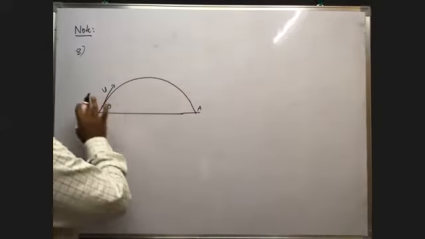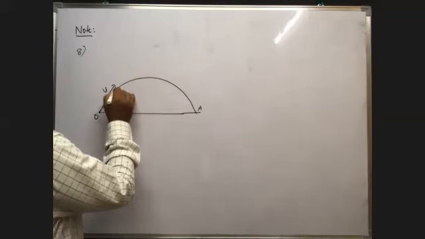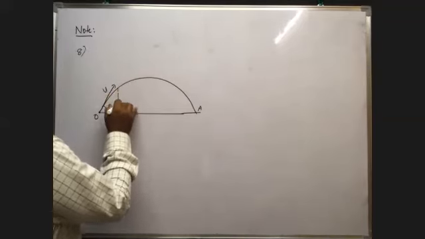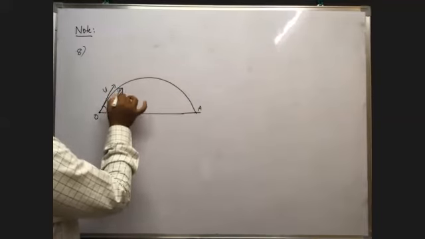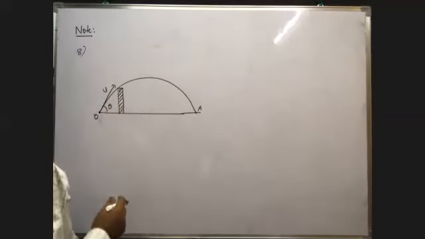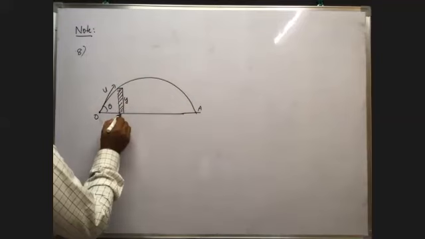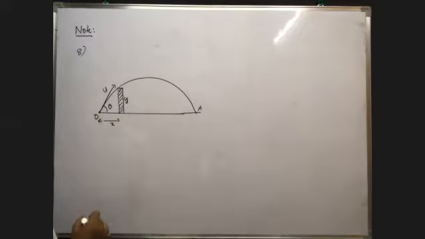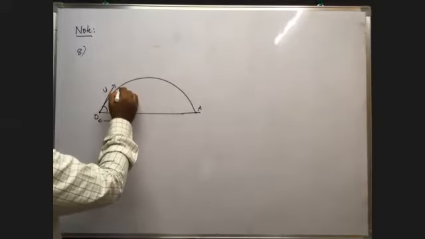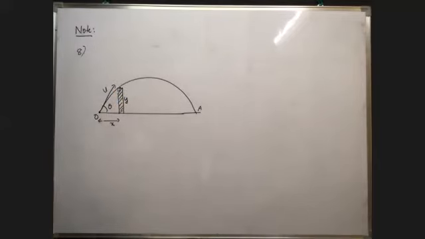Suppose here in the path of this oblique projectile, there is a wall. The height of the wall is y, and the horizontal distance of the wall from the point of projection is x. That means the coordinates of the top of the wall are x and y. That's all. Now what is the relation among them?